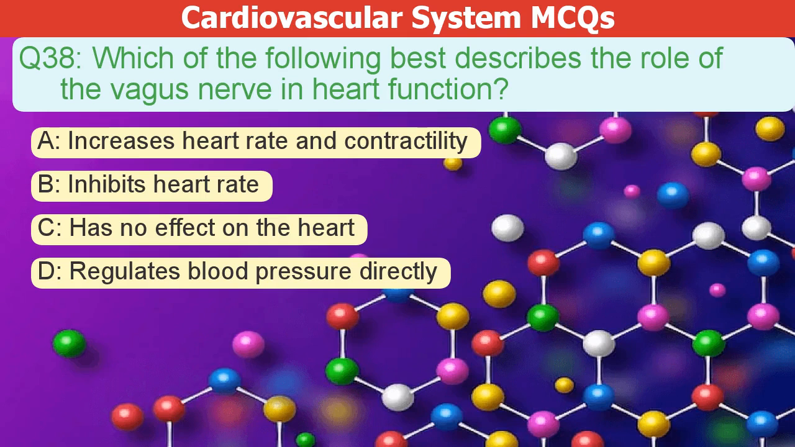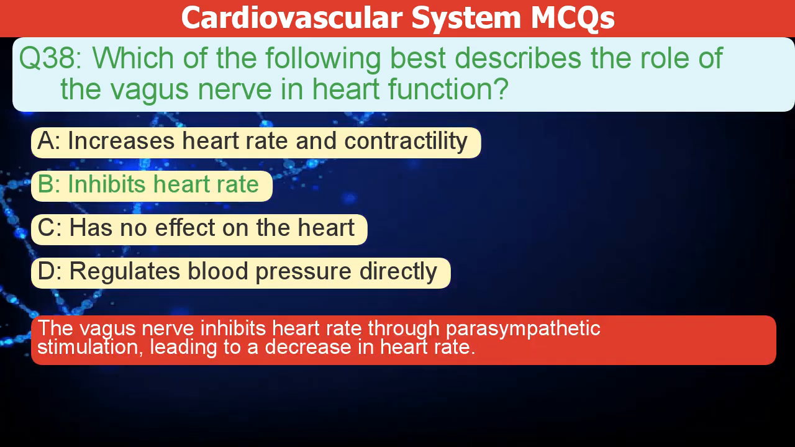Which of the following best describes the role of the vagus nerve in heart function? A. Increases heart rate and contractility. B. Inhibits heart rate. C. Has no effect on the heart. D. Regulates blood pressure directly. The correct answer is B. The vagus nerve inhibits heart rate through parasympathetic stimulation, leading to a decrease in heart rate.